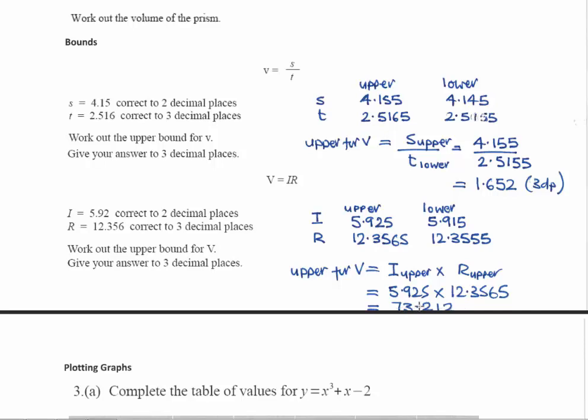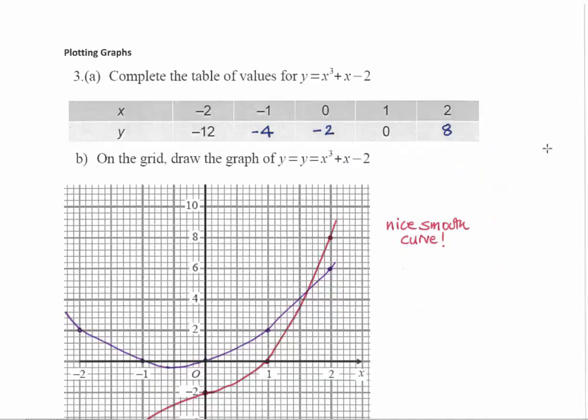to 3 decimal places. So this question says complete the table of values for y equals x cubed plus x minus 2. And in all questions like this, they give you a table with some x values, and you have to use this rule to work out what the y number will be, and then you plot these points to make a graph. So when x is 2, y will be 2 cubed, 8, plus 2, 10, minus 2, 8.